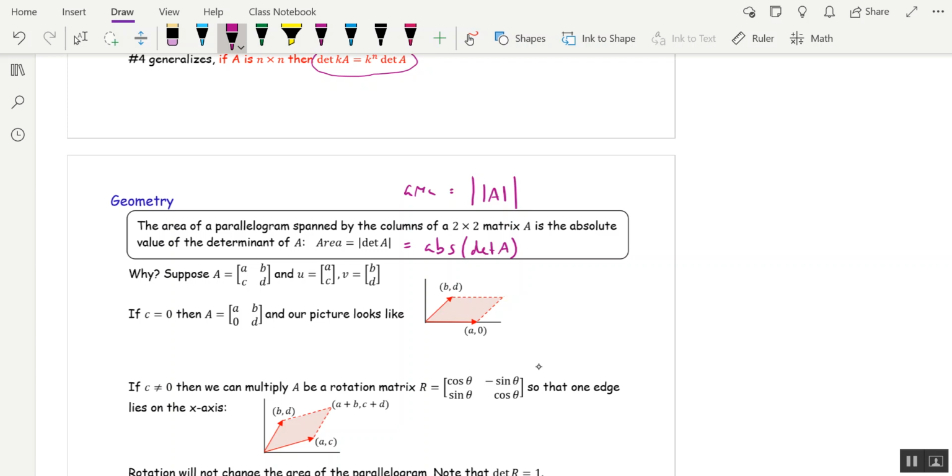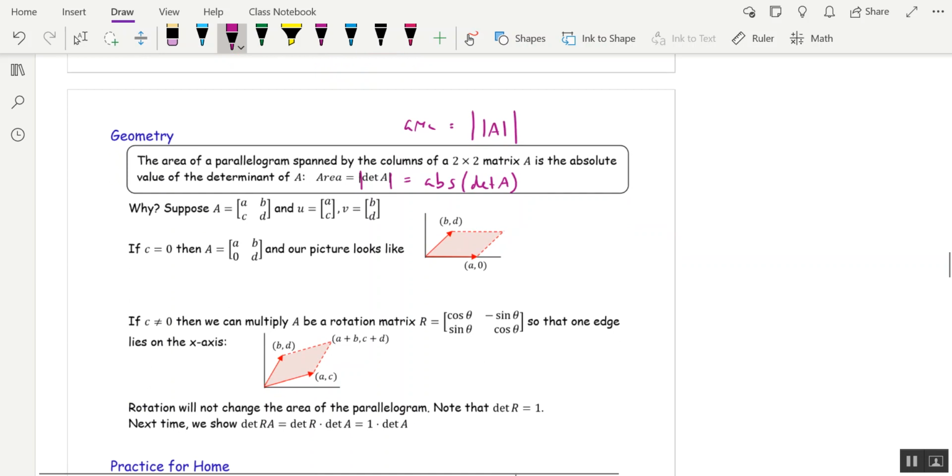So just pay attention to when you see this, you have to use context. It wouldn't make any sense to say this is the determinant of the determinant of A because the determinant of A is a number. So this is absolute value. Okay, so let's look at why this might be true.